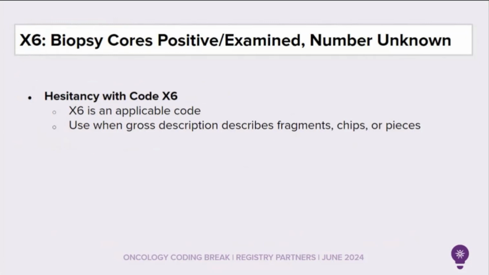So there seems to be some hesitancy when using code X6. However, code X6 is an applicable code and should be used when it applies to the case being abstracted. You would also use X6 when the gross description describes fragments, chips, or pieces. So let's take a look at a few examples.